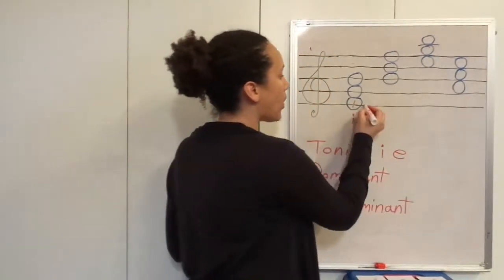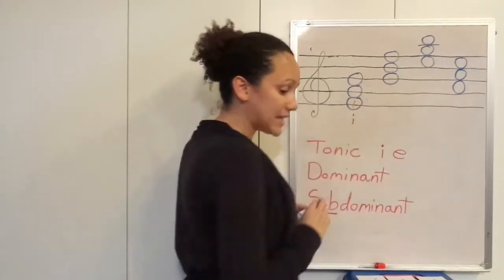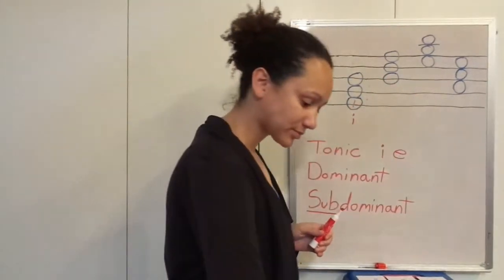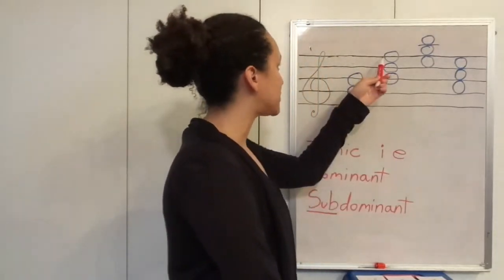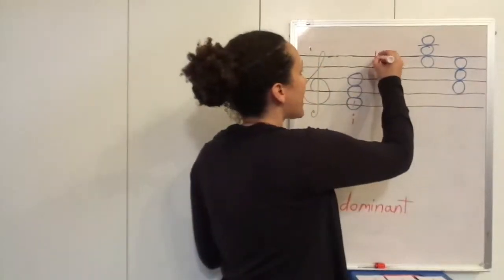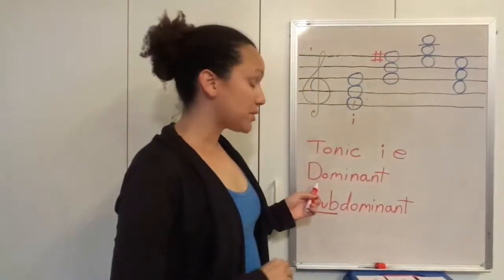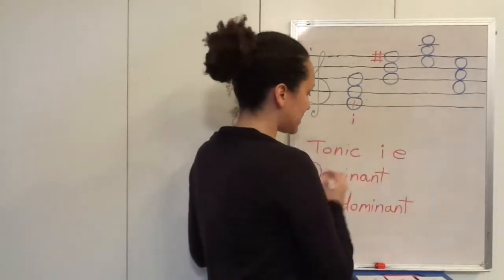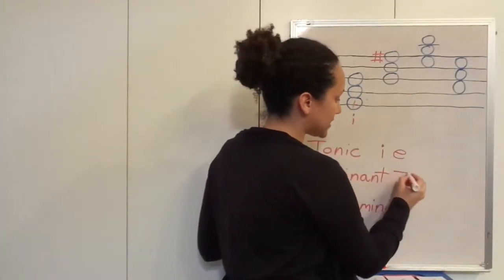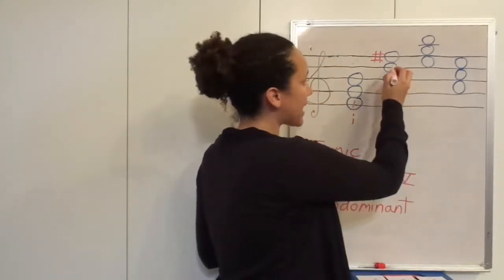Okay? 1, 2, 3, 4, 5. That gives us our B. And the F must be sharped, so I'm going to go ahead and add that in. There we are. Now, dominant must always be major. The 5th is our dominant because it dominates the piece. So I'm going to put a capital for major, but this is a minor chord.